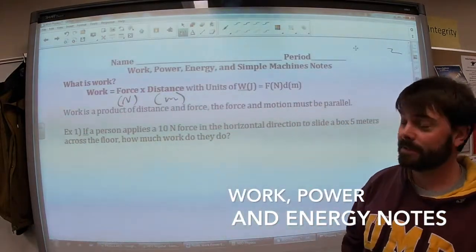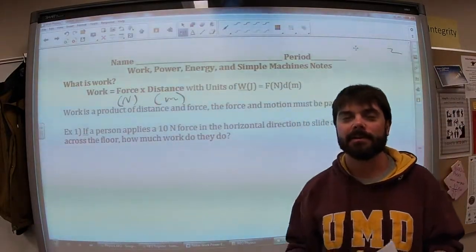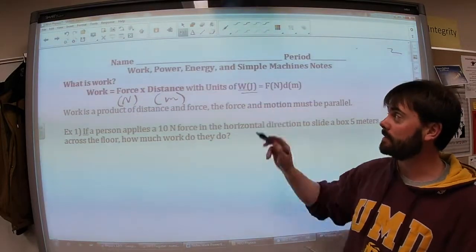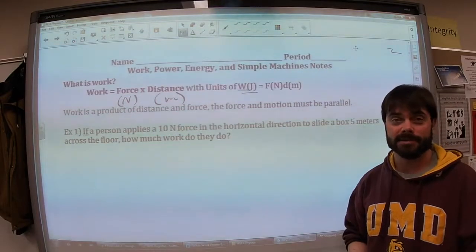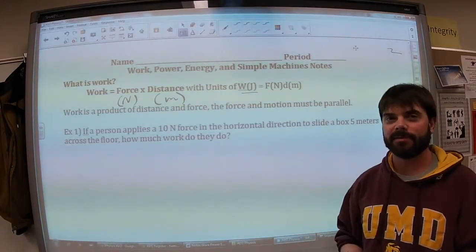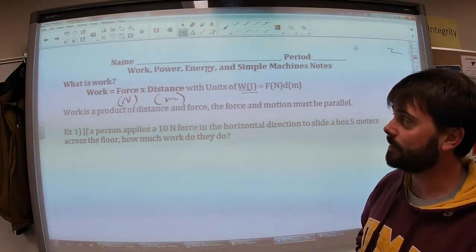So when you multiply this out, you get a newton meter, which is also known as a joule. So the joule is the basic measurement for work and energy. You will see that work and energy have the same units because in essence they're measuring the same thing.